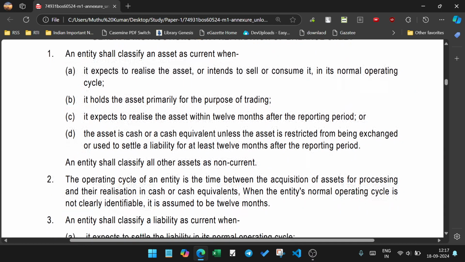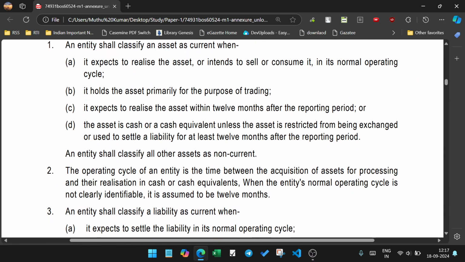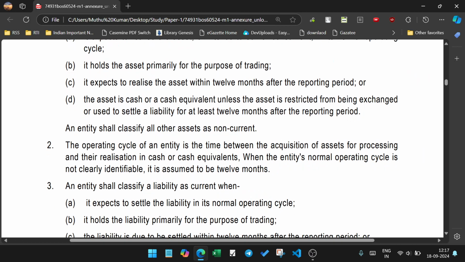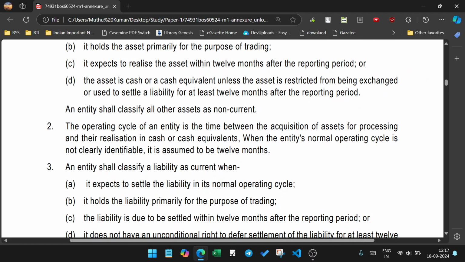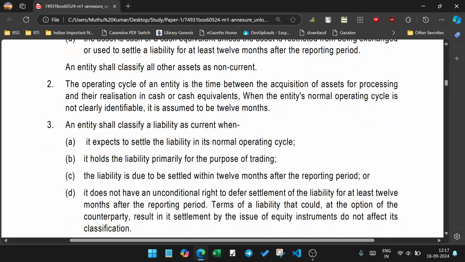It holds the asset primarily for the purpose of trading. It expects to realize the asset within 12 months of the reporting period. The asset is cash or a cash equivalent, unless the asset is restricted from being exchanged or used to settle a liability for at least 12 months from the reporting period. The entity shall classify all other assets as non-current assets.